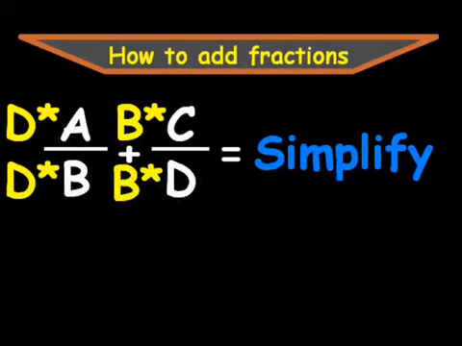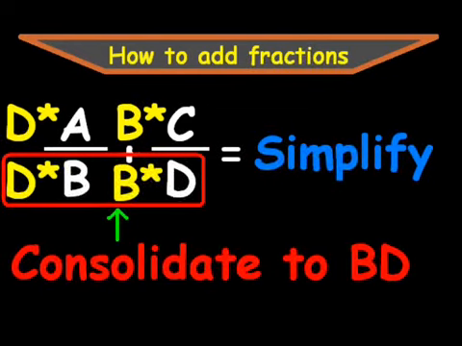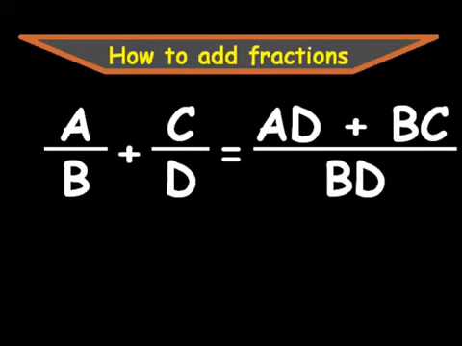And then the next step, obviously, is to simplify some more. If you see, the bottom of the fractions is DB and BD. It's basically BD, so we can consolidate that to BD. If we consolidate that and rewrite this equation, our equation looks something like this, where we have (AD plus BC) over BD.